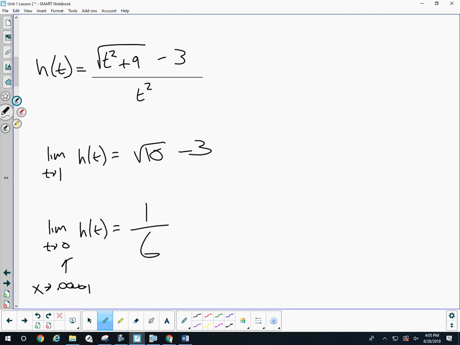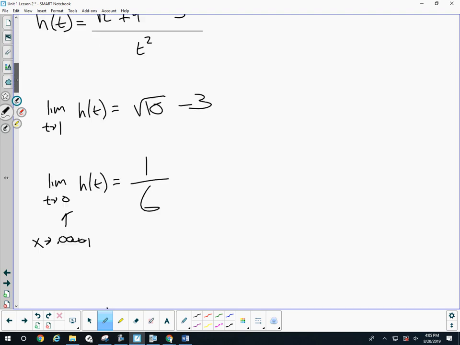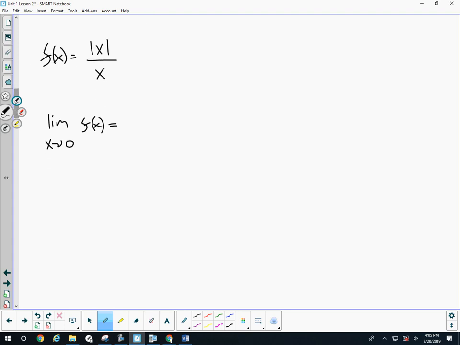I don't want to spend time doing that. Okay? This function. If I looked to the right of 0 and to the left of 0, you'd see 2 different things. And if you graphed it, you'd be able to see this, but you need to be familiar with this type of function without having to graph it.